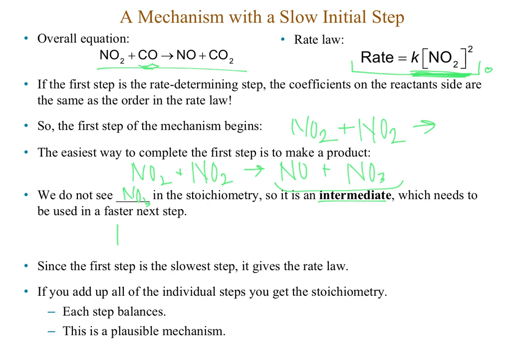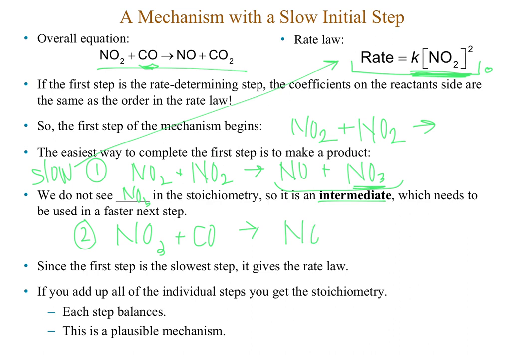So this was step 1. For step 2, and this was slow, right? Because this needs to predict that with stoichiometry. I know, we said it doesn't, but with mechanisms, it does. Now we have nitrogen trioxide plus carbon monoxide. So we needed to get rid of this intermediate, and we need to use our other reactant. And that's going to produce nitrogen dioxide, plus carbon dioxide.